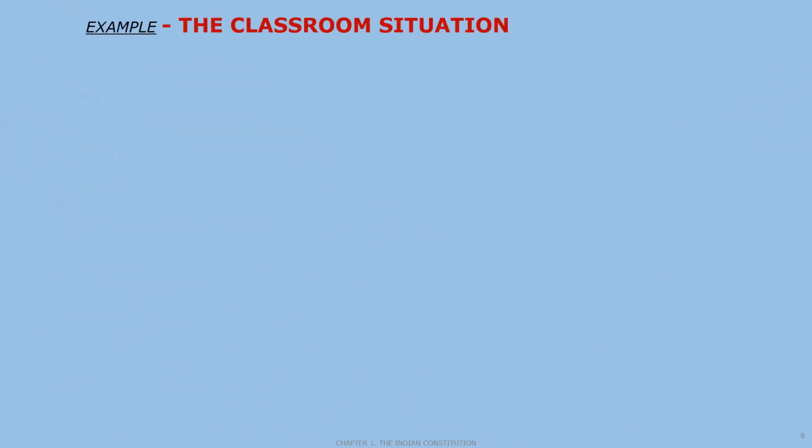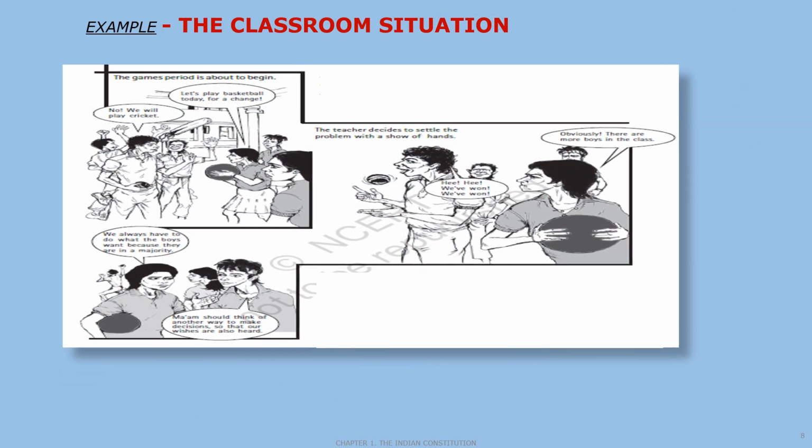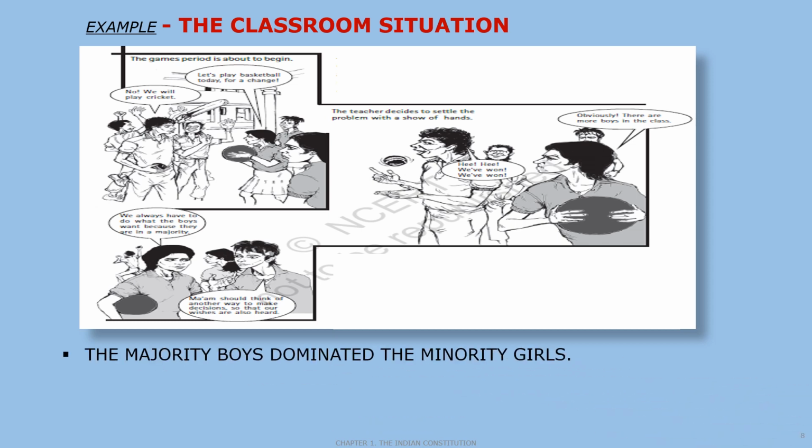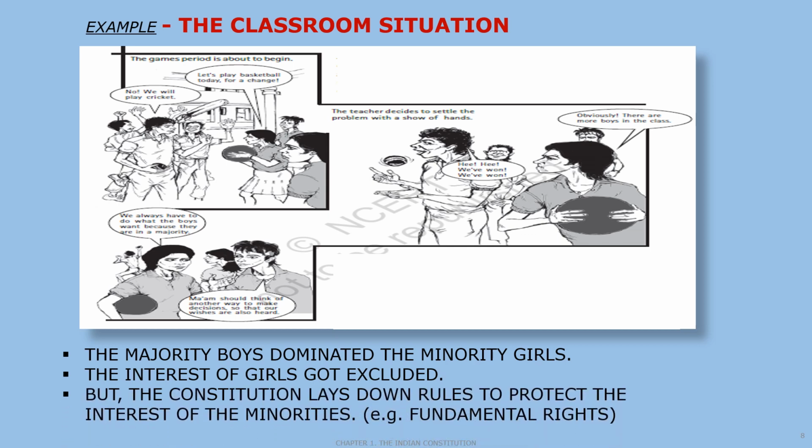Let's see another example of a classroom situation. During the game period, the majority boys dominated the minority girls to play cricket. The interest of girls, who wanted to play basketball, got excluded. But to protect the interest of minorities in society, the constitution lays down certain rules.